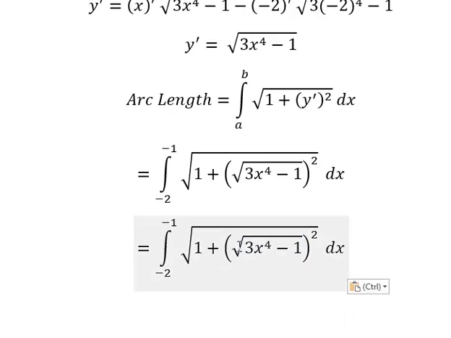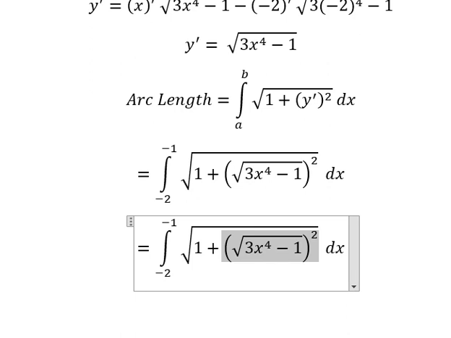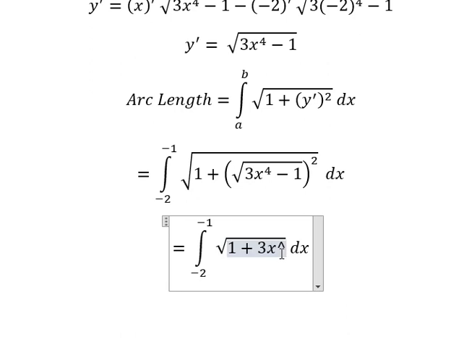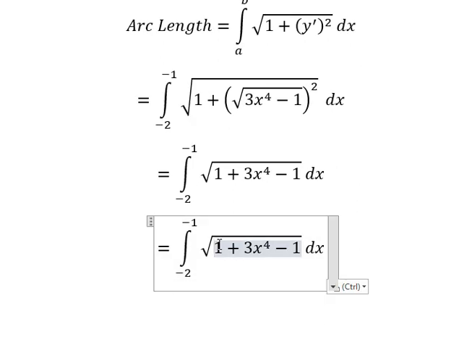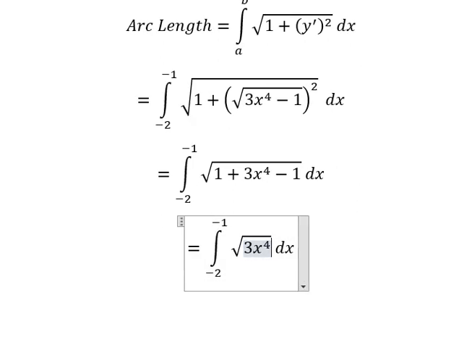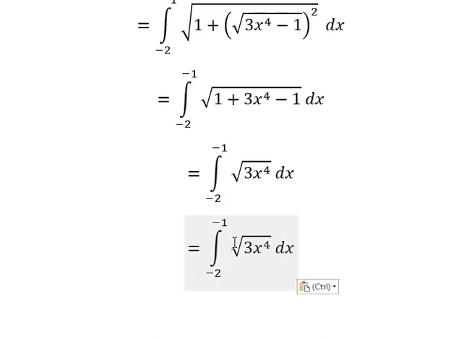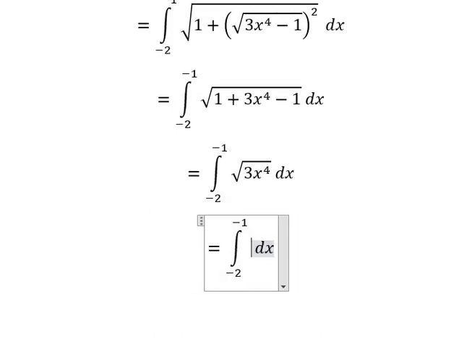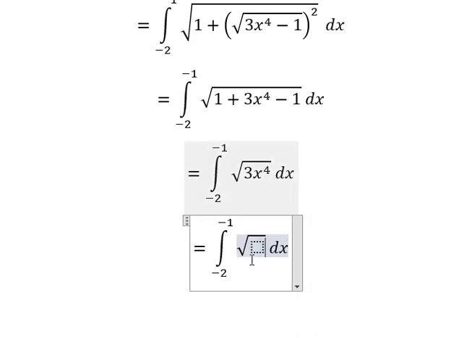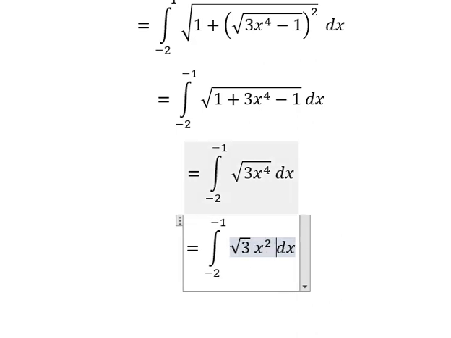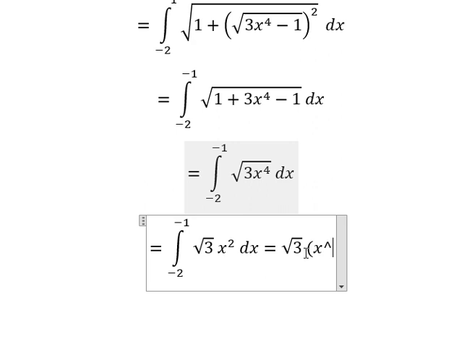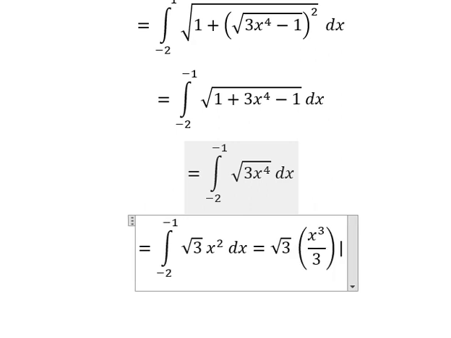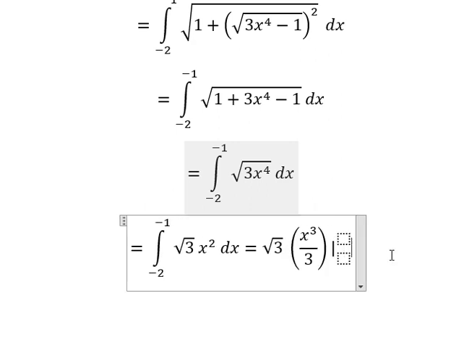So we simplify the square root, and we have 3x to the power of number 4 minus number 1. So 1 minus 1, we cancel. The square root of this one, we have the square root of number 3, x squared. The integration of x squared, that is about x to the power of 3 over 3, and we put the bounds from negative number 2 to negative number 1.